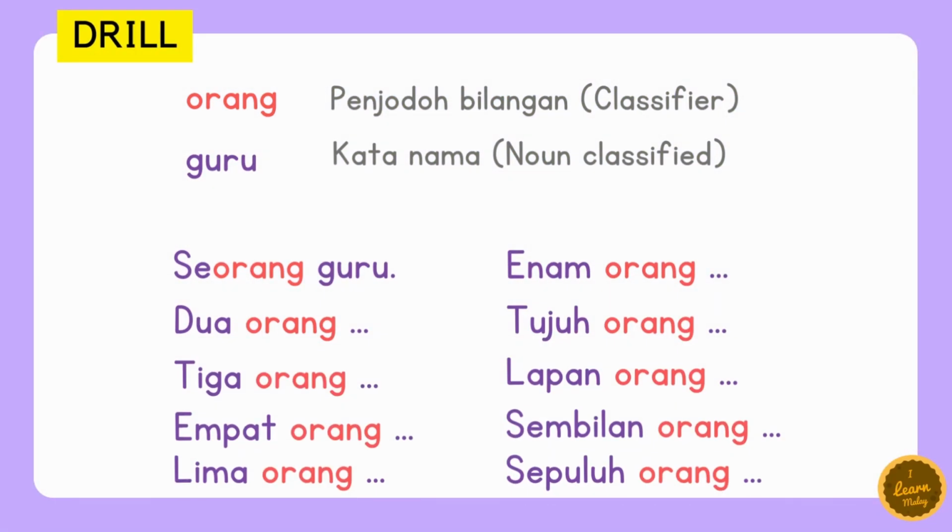Let's do some drill, a very easy one. Just add the number before the penjodoh bilangan orang. Seorang, 2 orang, 3 orang, 4 orang, 5 orang, 6 orang, 7 orang, 8 orang, 9 orang, 10 orang, and so on. Refer to the lesson of numbers so you could do the same drill with other numbers on your own.